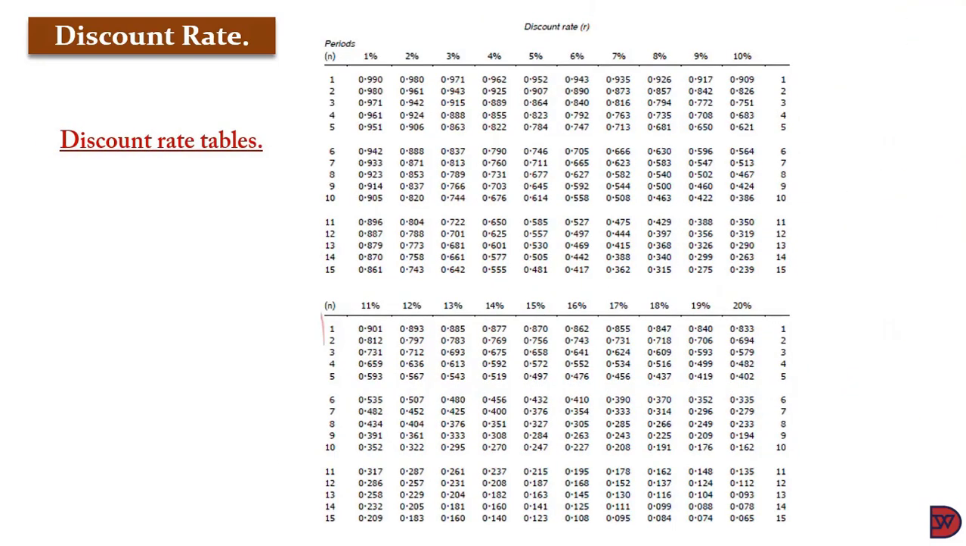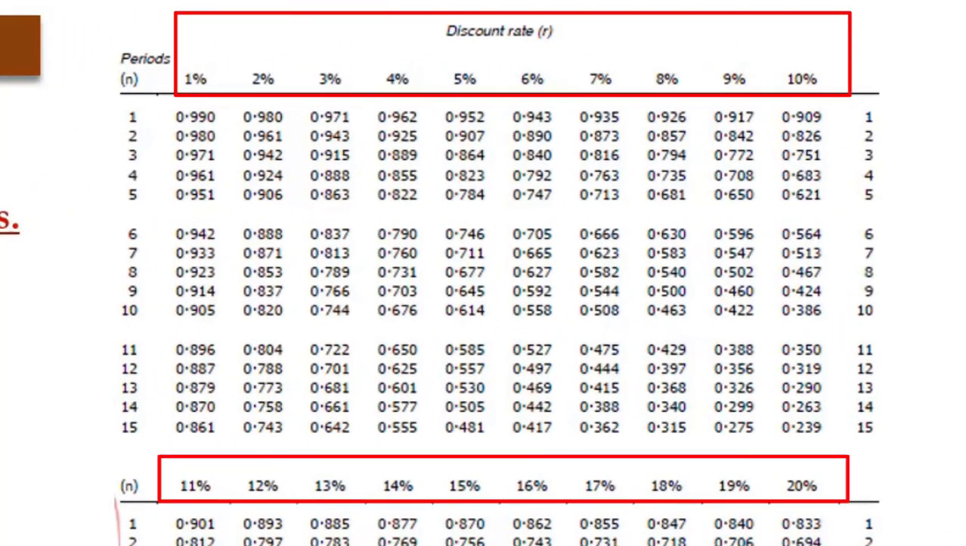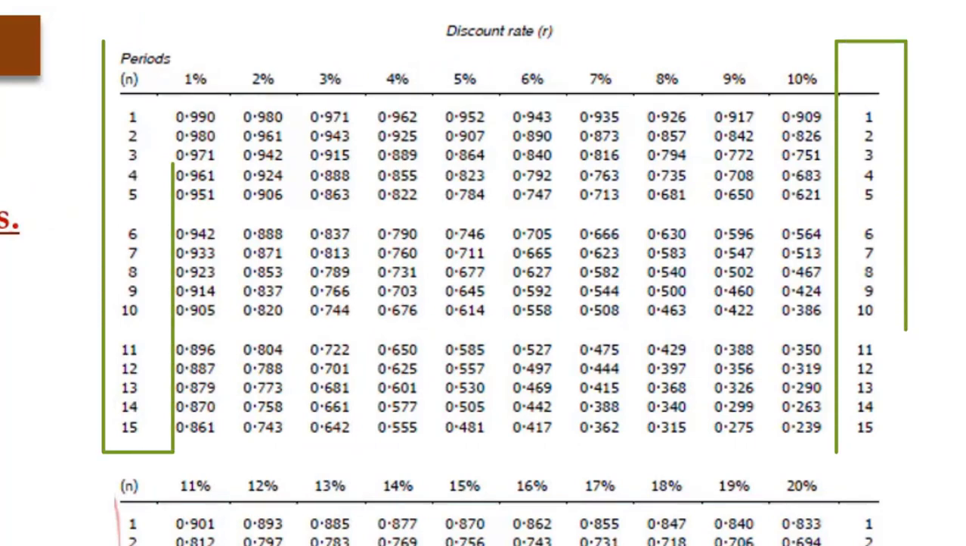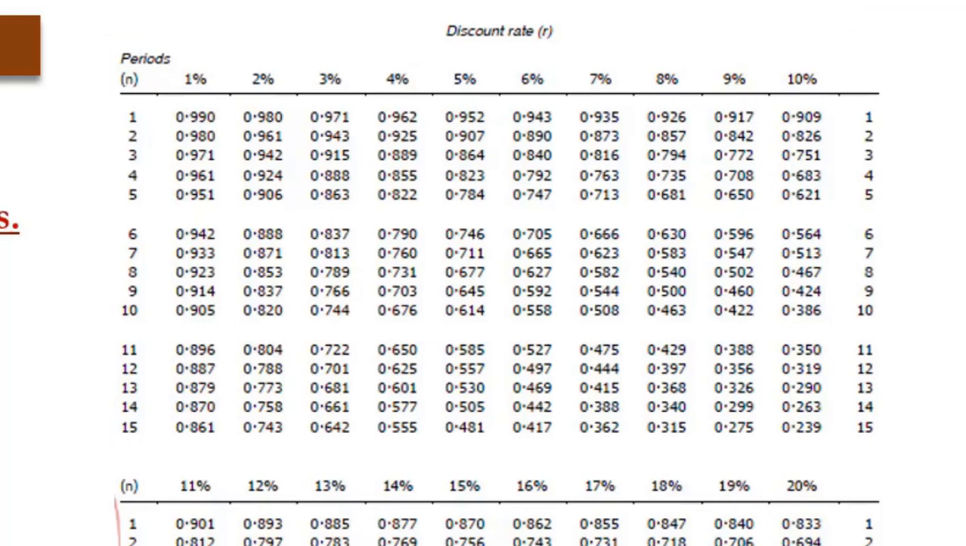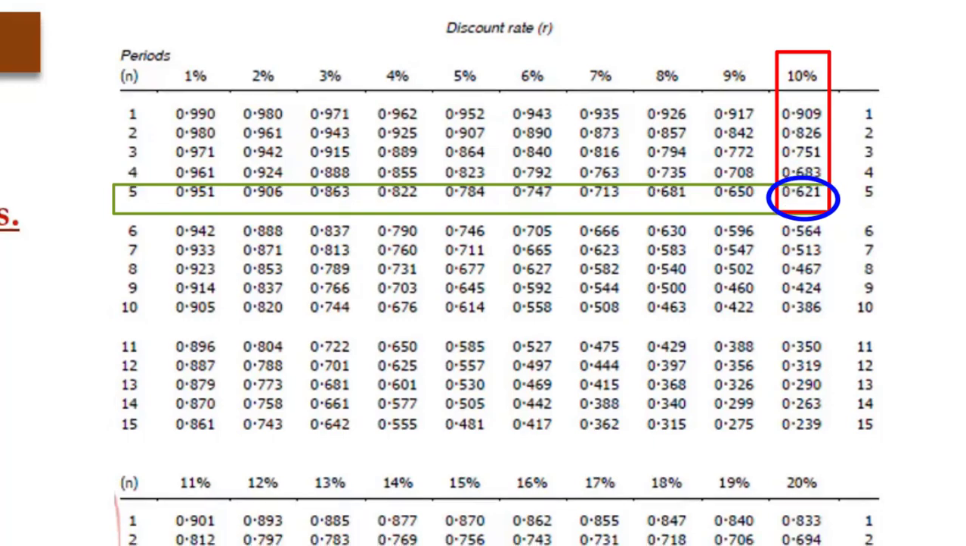You can also use the discount rate tables. So you have the row being the rate. We have 1 to 10 above, we have 11 to 20. Then the vertical one being the column, being the number of years. So if you want to know the discount rate of an investment in 5 years' time at 10%, how much it will be worth now? It will be 0.621. When you multiply to a future value, it will give you the present value.